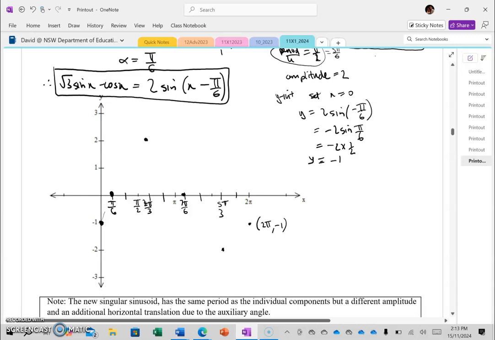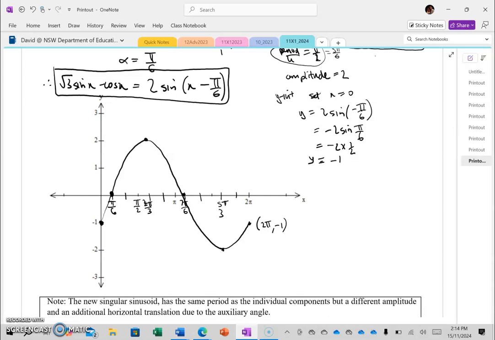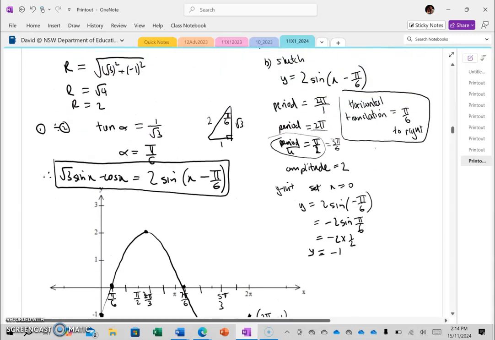Okay, I should have enough to graph this now, so let's try and graph this. So there's the graph there. So that's part B done.